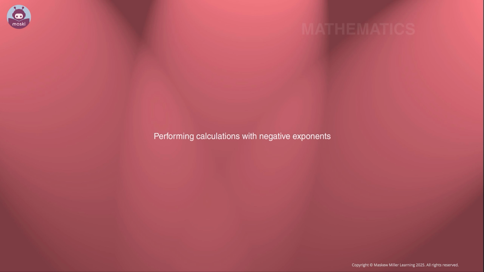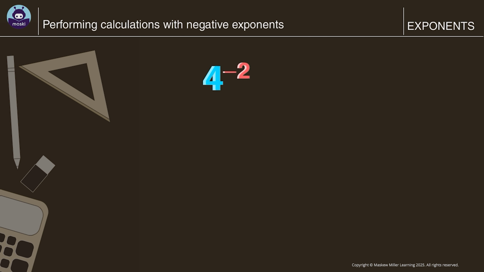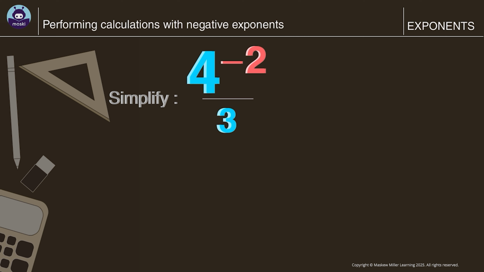Calculations with negative exponents. Let's work with powers with a negative exponent in the numerator. Simplify the expression 4 to the power of negative 2 over 3 and express your answer with positive exponents. Consider the expression in the numerator. The base is 4 and the exponent is negative 2.